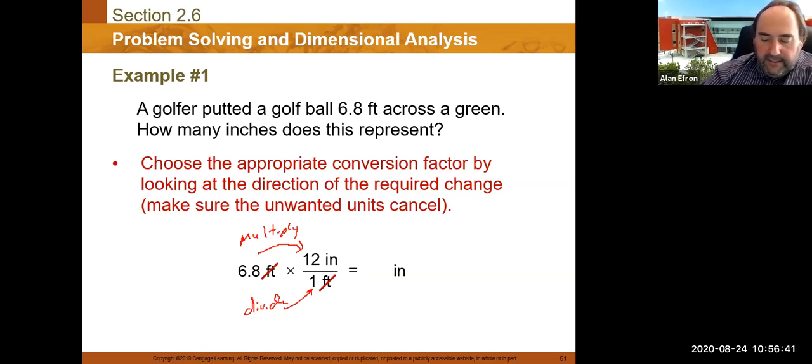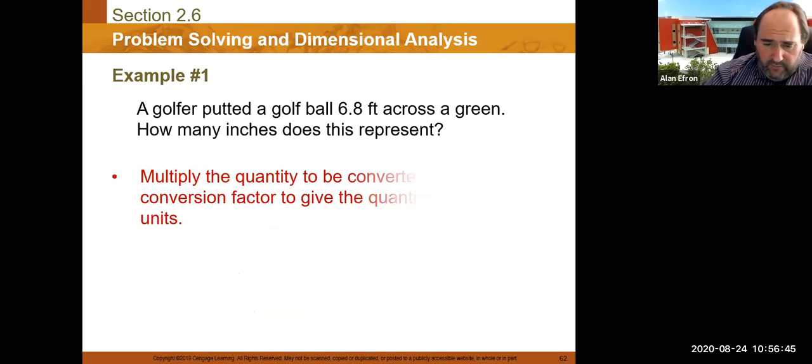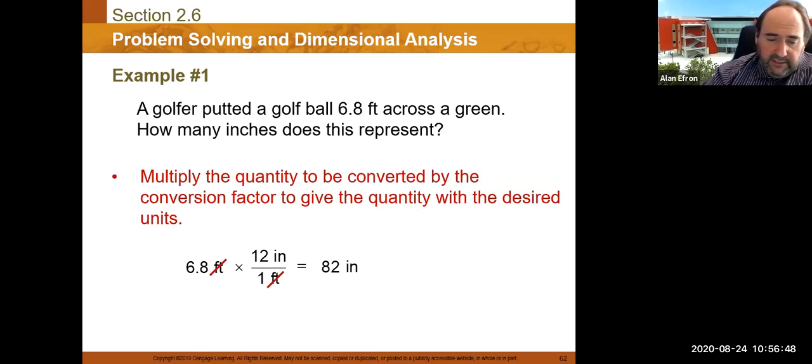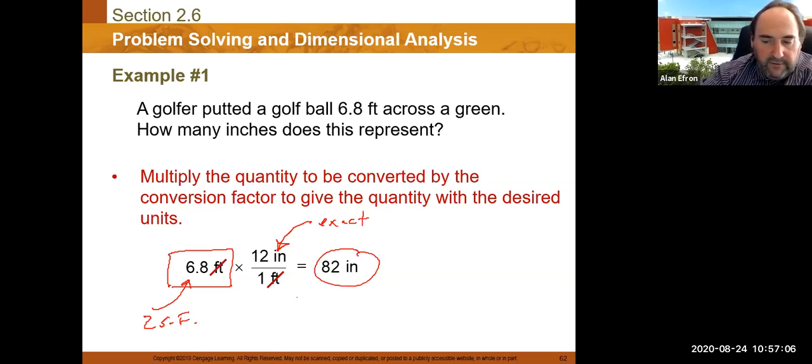So here we would take 6.8 times 12, technically divided by 1. And what we would end up with is 82 inches. Here, when we look at sig figs in terms of our answer, this is going to be considered an exact number, so we're not going to worry about it. So defaulting back to our original number, this has 2 significant figures. And here we're looking for 2 significant figures on our answer.